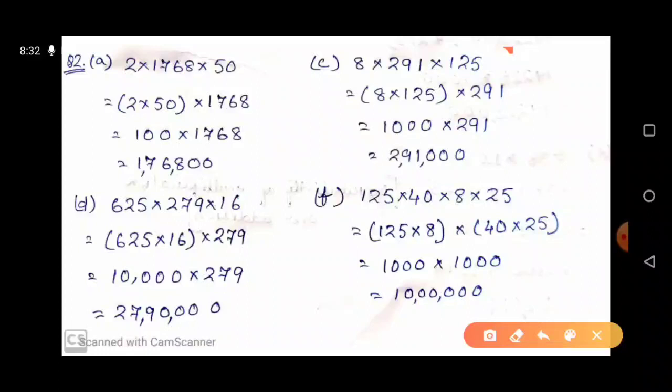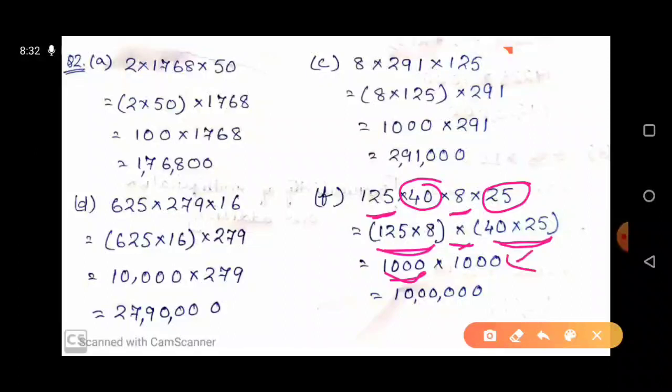Whenever 4 numbers are given, you have to combine two numbers. So in each bracket you have to keep 2 numbers. Now see from here, if you take 125 and 8, you will get 1000. So we kept this 125 into 8 inside a bracket. Then multiplication sign, then 40 into 25. So 40 into 25 means again 1000. 1000 into 1000 is 10 lakhs.